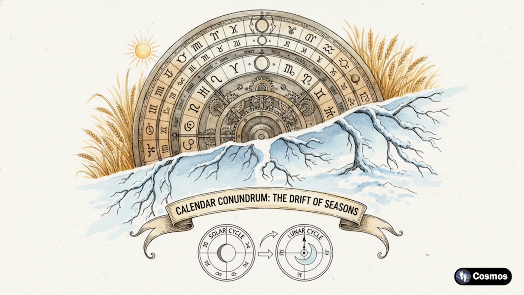A solar year, the time it takes Earth to orbit the sun, which is what dictates our seasons, is not evenly divisible by a whole number of lunations, or lunar months. They just don't fit. If you just stack lunar months together indefinitely, you will eventually fall completely out of sync with the solar year. Without adjusting it, your summer harvest season would mathematically drift right into the dead of winter.